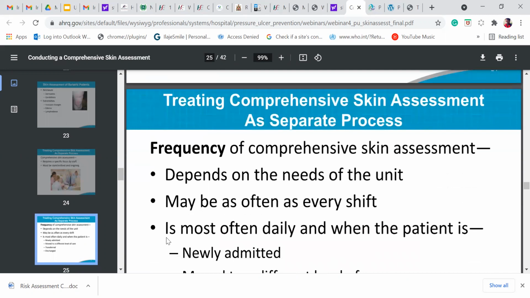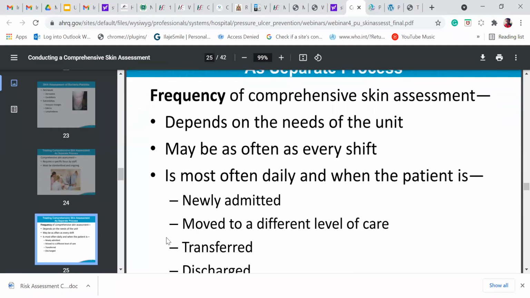Part of this as well, the frequency of this matters. The frequency of the skin assessment will depend on the needs of the unit, and may depend on the patient, maybe as often as every shift. Usually here in Ireland, it's important that you assess the skin of a patient at every shift. Then you hand over to the next shift. So it is not once in a week, it is not once in a day or once in a month. It is usually at every shift.